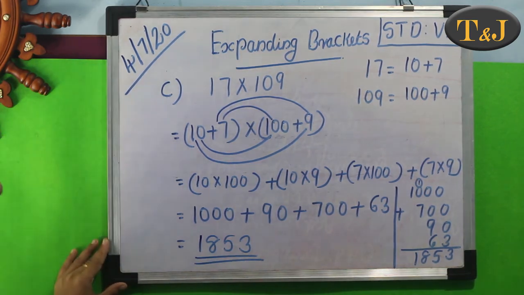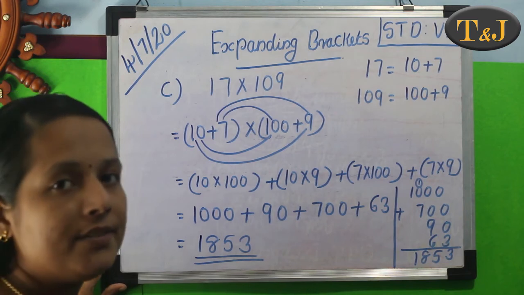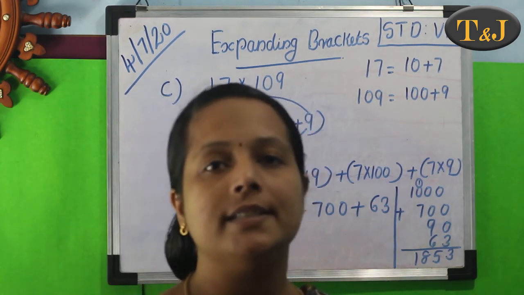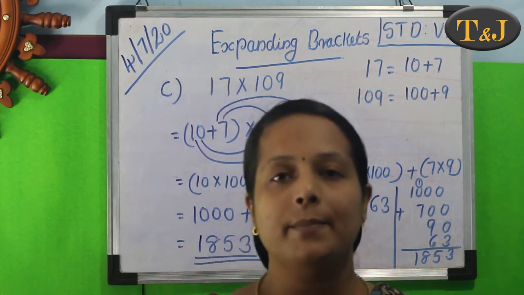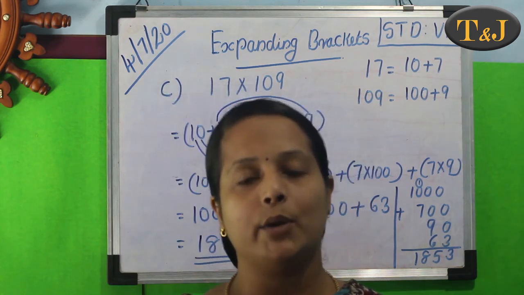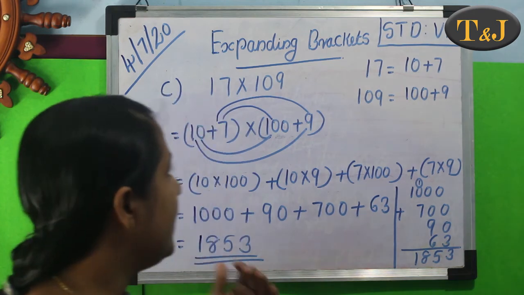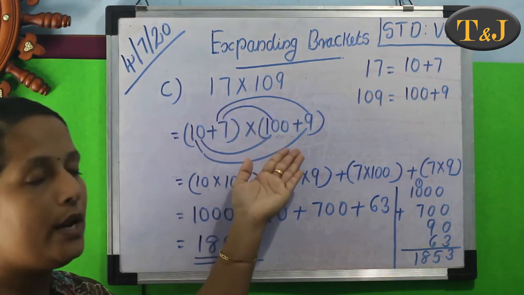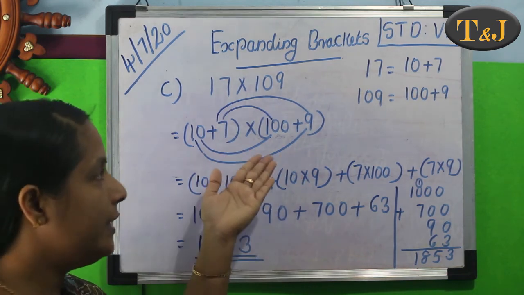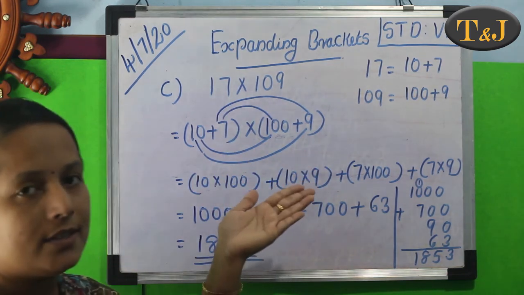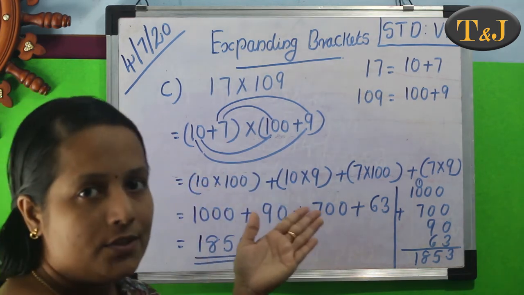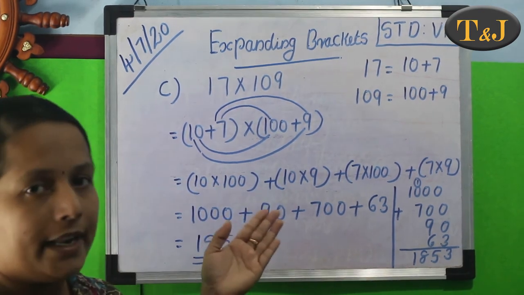Once again I explain this problem. Our number is 17 and 109. 17 means how we can splitting 17. 17 equal 10 plus 7 and 109 equal 100 plus 9. In the place of 17 now we write 10 plus 7 and 109 equal 100 plus 9. Actually this is another property we will study in our next classes. Now we just doing how we can multiply and adding these numbers.